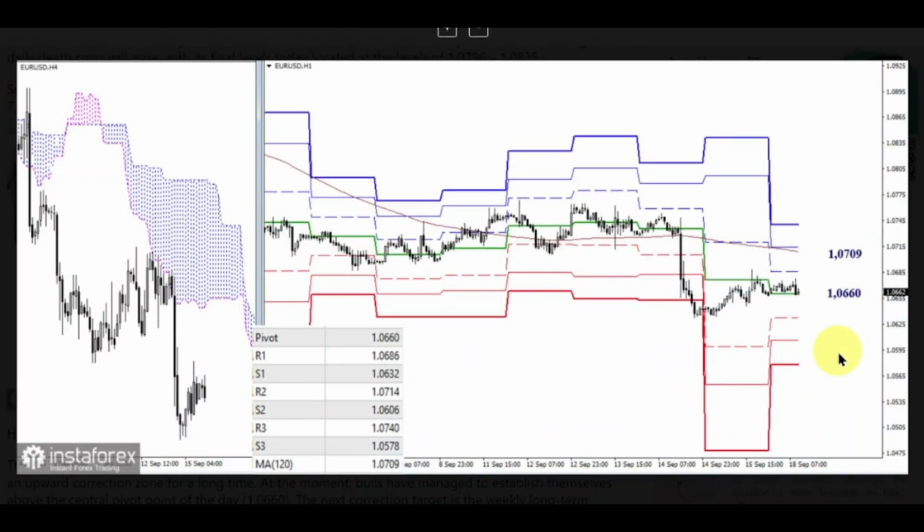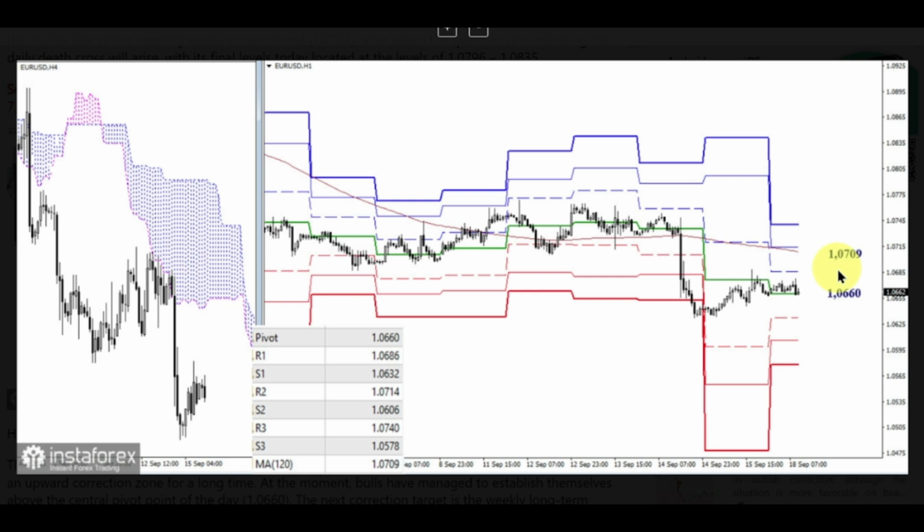The main advantage on the lower timeframes belongs to bearish players. However, the pair has been in an upward correction zone for a long time. At the moment, bulls have managed to establish themselves above the central pivot point of the day, 1.0660. The next correction target is the weekly long-term trend, 1.0709.